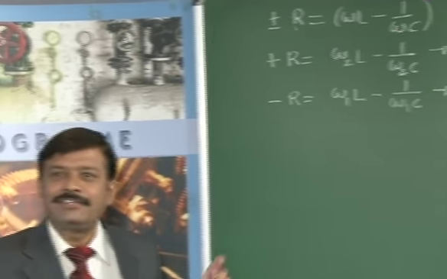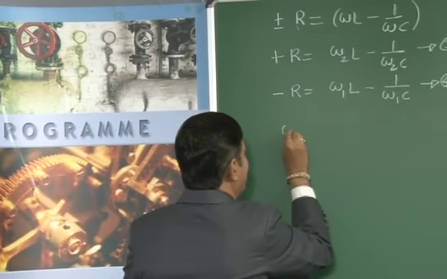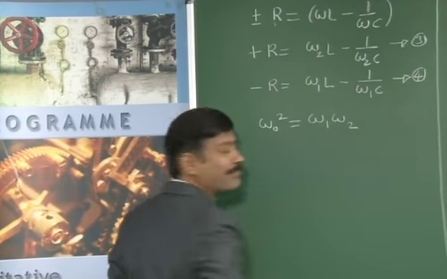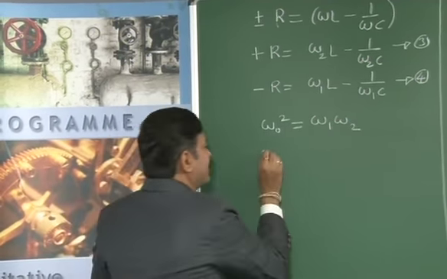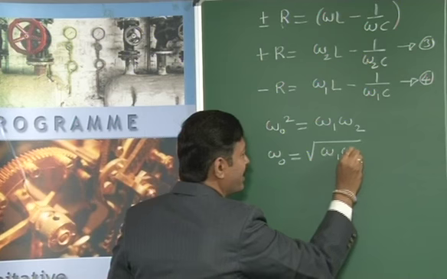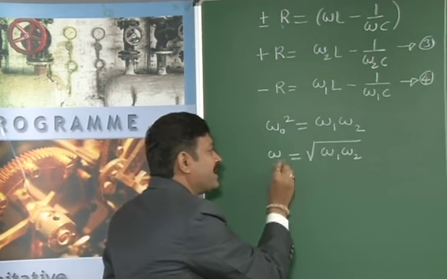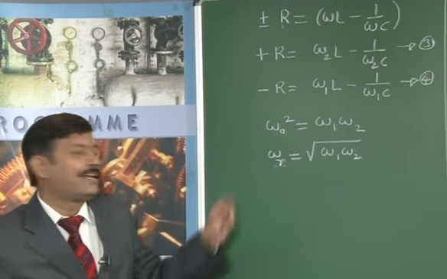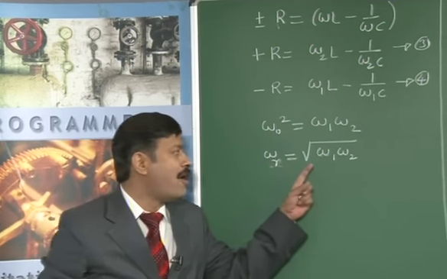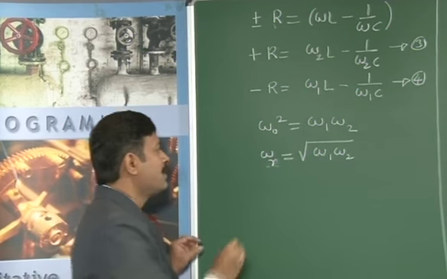Later I added these two expressions. I got the result omega naught square is equal to omega 1 omega 2, and this omega naught is equal to the square root of omega 1 omega 2. That means this omega naught I can write as the resonant frequency. The resonant frequency is equal to the geometric mean of the two half power frequencies, omega 1 and omega 2.